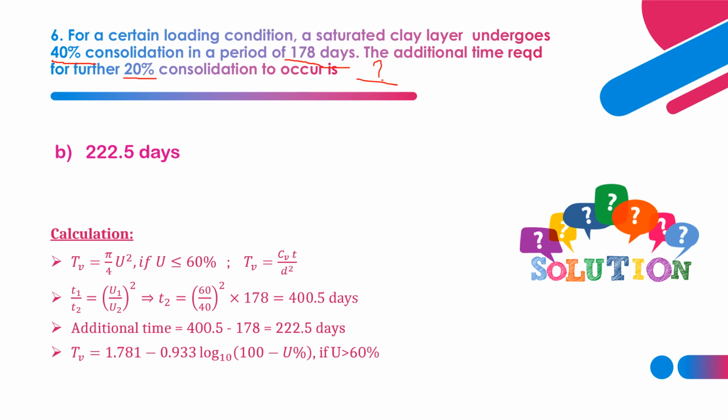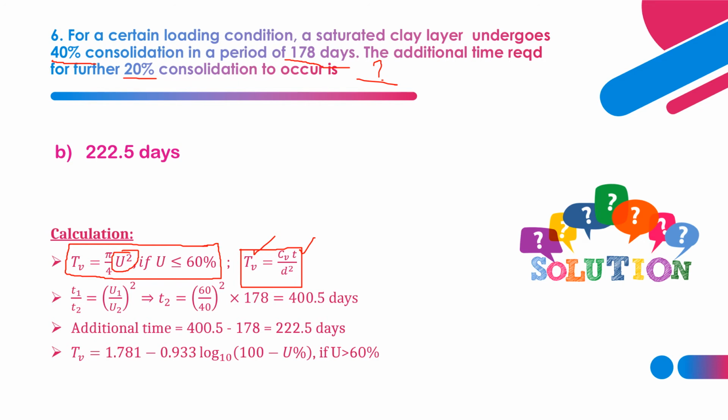TV is equal to pi by 4 U square when U is less than or equal to 60 percent. When U is less than or equal to 60 percent, TV is calculated using this formula, pi by 4 U square. Therefore, T and U are directly related and it is a square. How? TV is given by CV T by D square. TV and T are directly related and T is directly related to U square. So that's why we are adopting this relation.